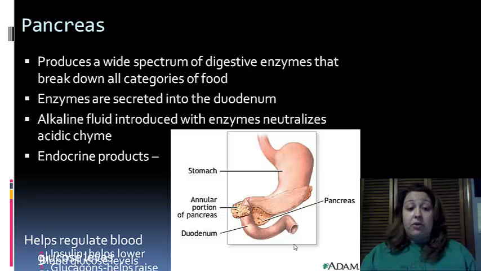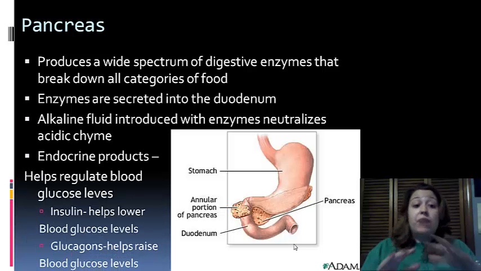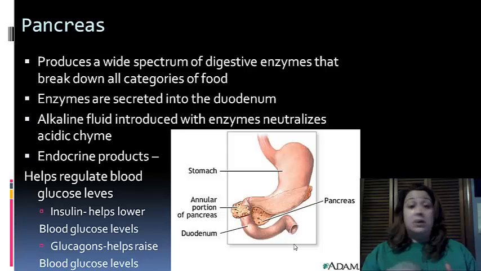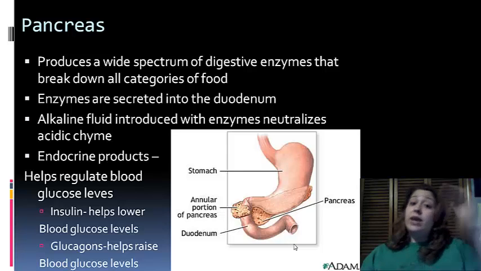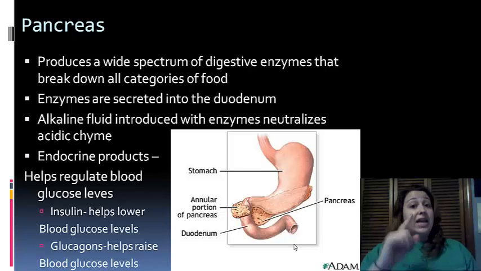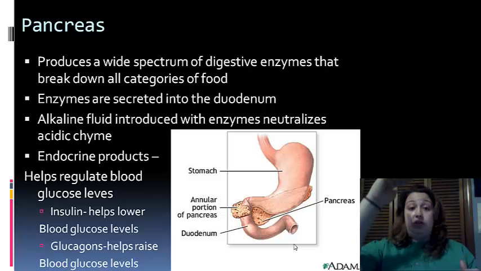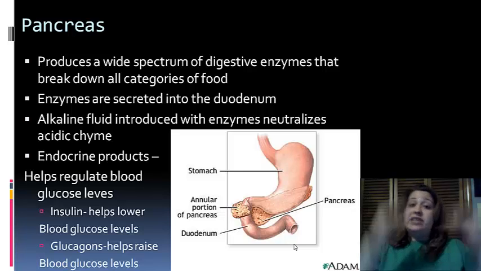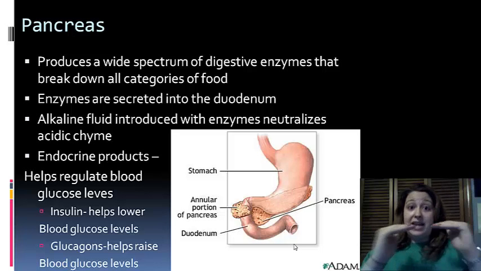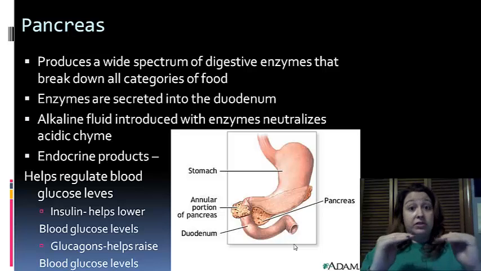The endocrine products produced by the pancreas help regulate the blood glucose levels. So we have 2 different ones that we look at that can either lower or raise our blood glucose. Insulin lowers our blood glucose levels, and glucagon raises our blood glucose levels. These 2 tend to work in tandem to maintain a stable balance of blood glucose.